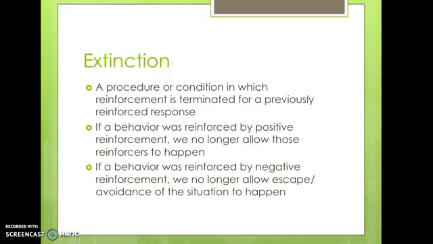If a child yells and screams in the store and mom always gives them a lollipop to quiet them, extinction would require that we no longer give the lollipop in response to the behavior. Over time, with all else remaining the same, the yelling and screaming behavior would be extinguished because it is no longer being reinforced by receiving a lollipop.